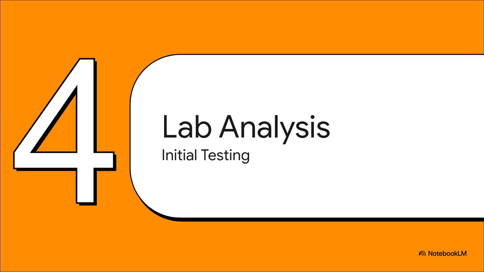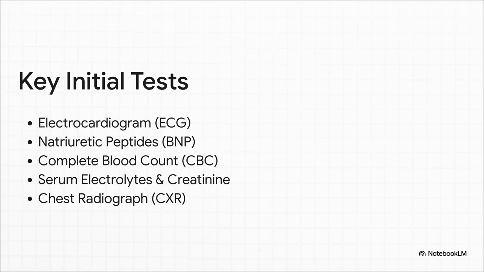Okay, we've interviewed our witness and examined the scene. Now it's time to send the evidence to the lab. Our initial tests are going to help us build an even stronger case. So these are your go-to tools right out of the gate: an ECG to check the heart's electrical system, natriuretic peptides, which are hormones the heart releases when it's under stress, some basic blood work, and of course, a chest x-ray to get a picture of the heart and lungs.